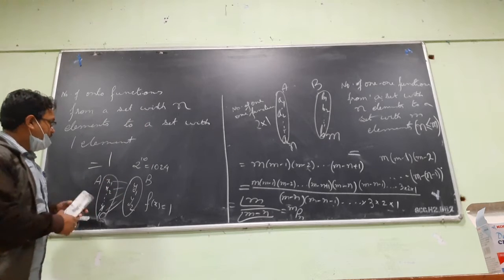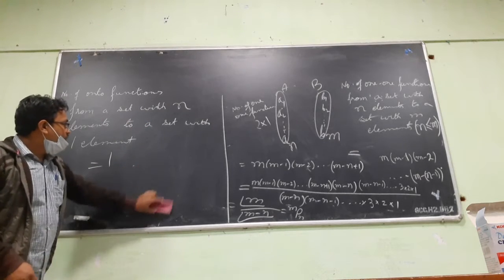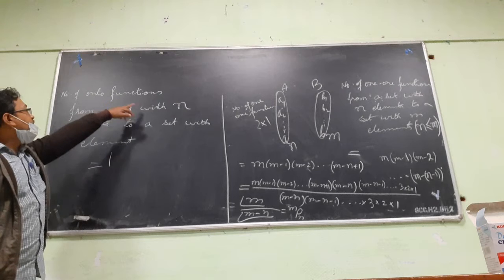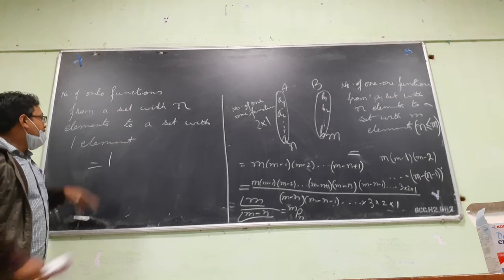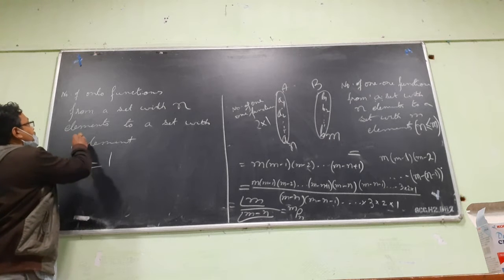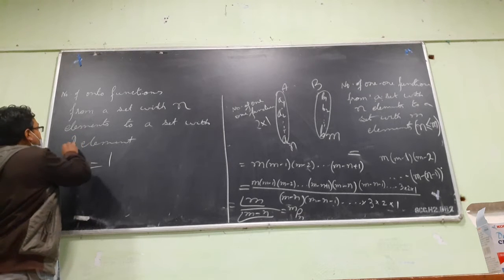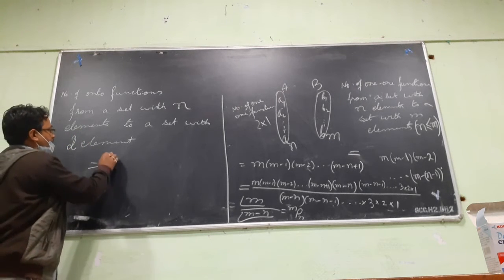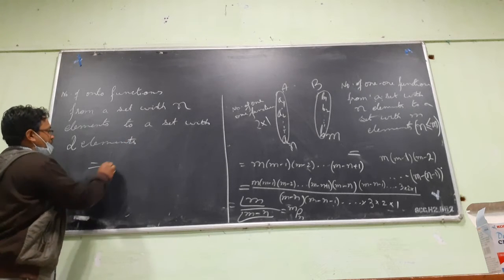Okay. But so here, the number of onto functions from a set with n elements to a set with one element is only one. Okay. Next is the number of onto functions from a set with n elements to a set with two elements. So this is what I have to find out.